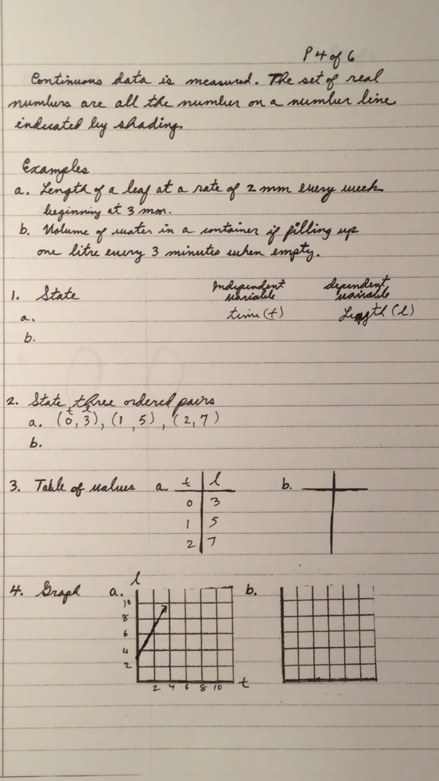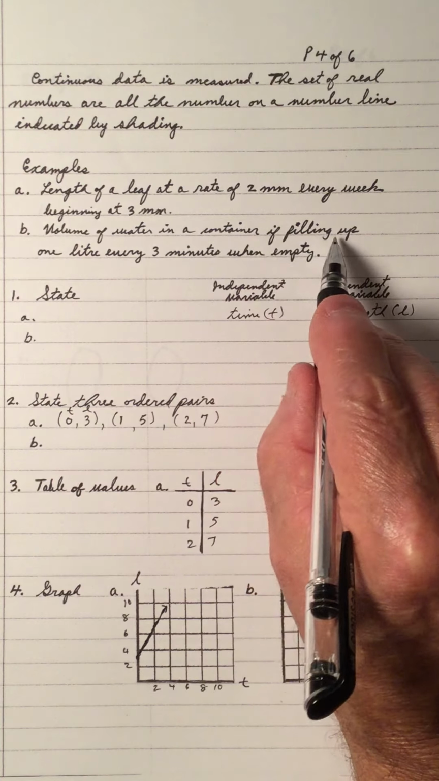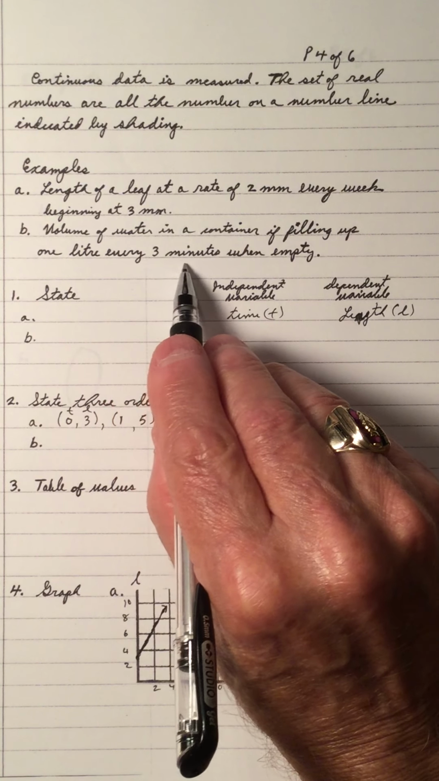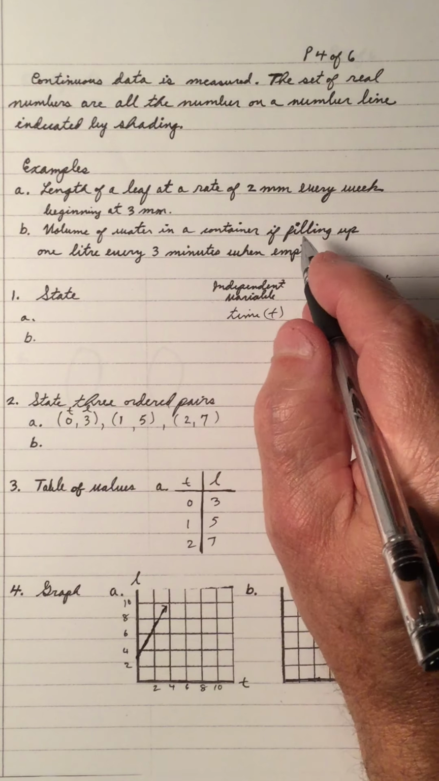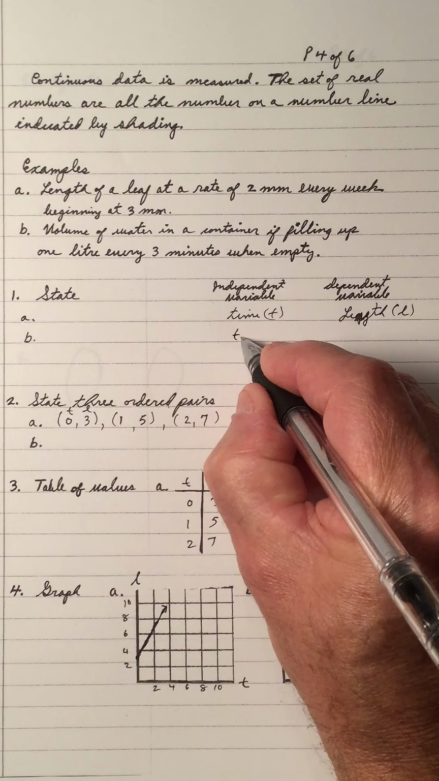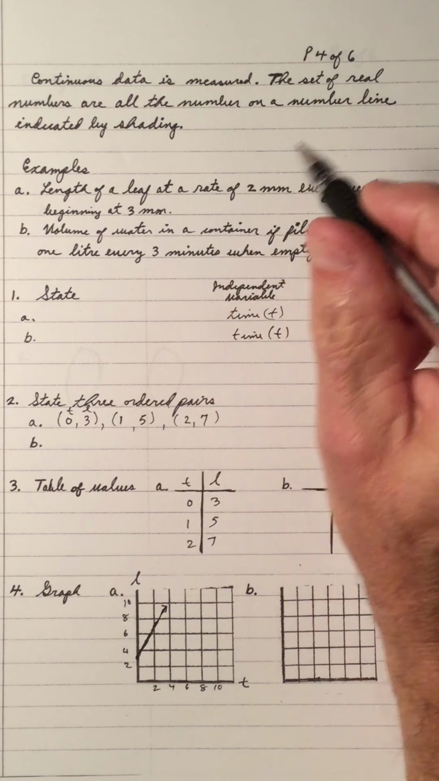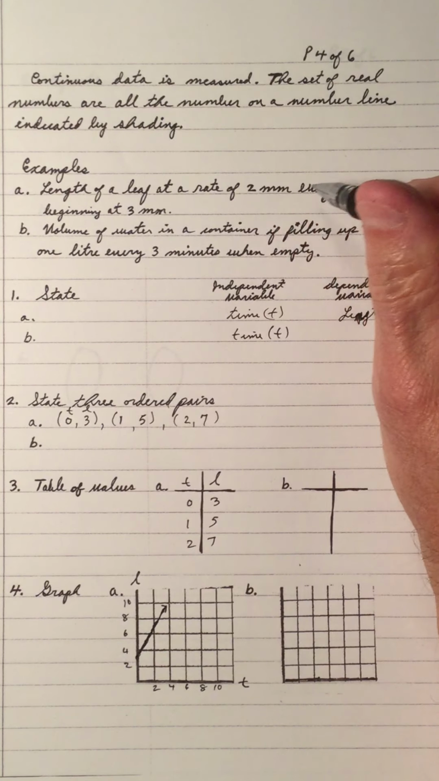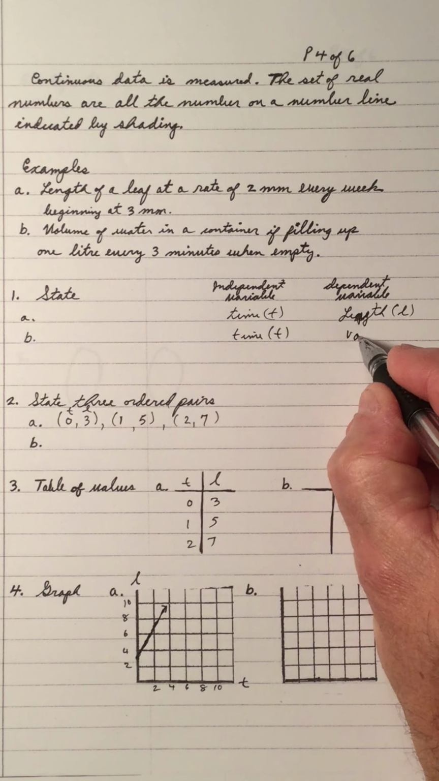Continuous data is a measurement going on continuously. Let's go back and do the volume of water in a container filling up at 1 liter every 3 minutes when empty. What's the independent variable? Again, it's time. But this time it's in minutes, and the other one, time was in weeks. And volume is your dependent.